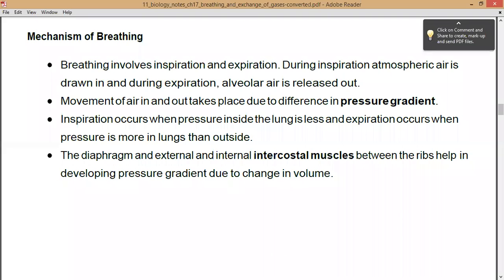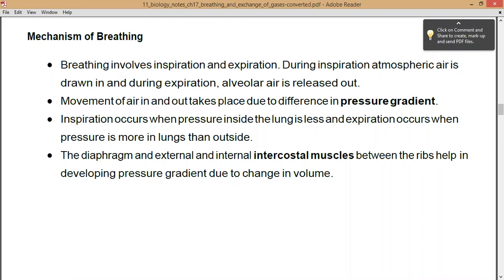Now there will be several pressure gradients, right? There will be differences in the pressures also. While you are taking in the atmospheric air, the pressure inside the lungs during inspiration is comparatively less than during expiration, right? Because the air is being taken in through the nostrils, the lungs are not facing any pressure while you are taking the air inside your body, right?